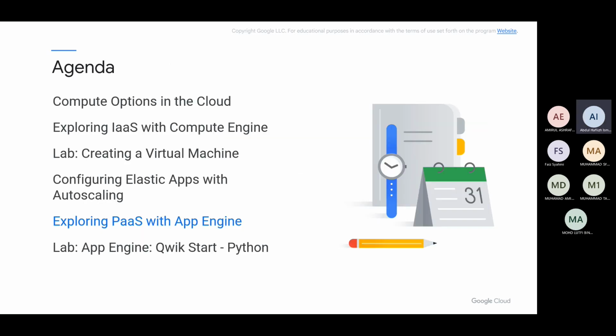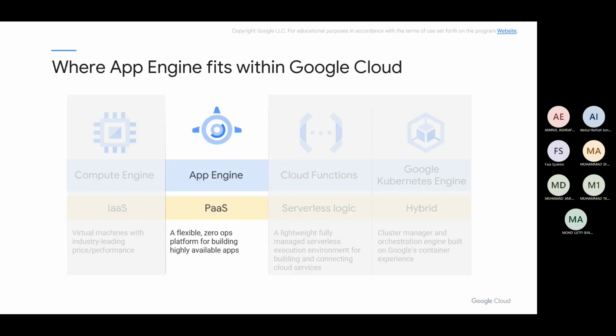So next we will explore how App Engine can run your applications without having to manage the infrastructure. The second one is App Engine. App Engine allows you to build highly scalable applications on a fully managed serverless platform.